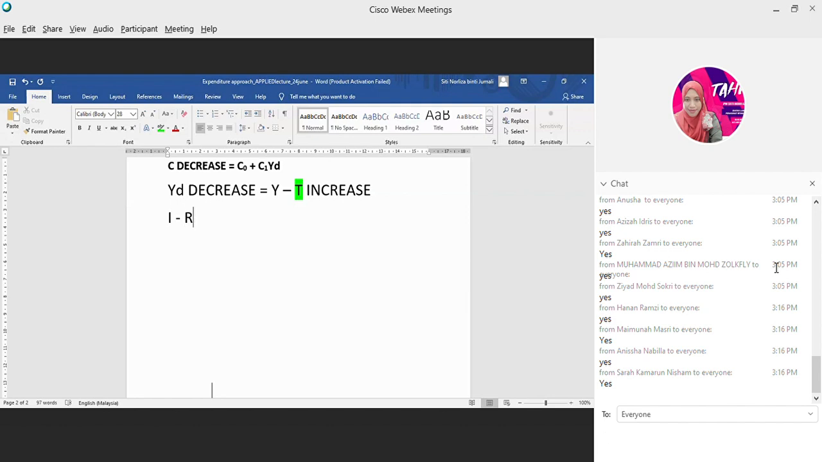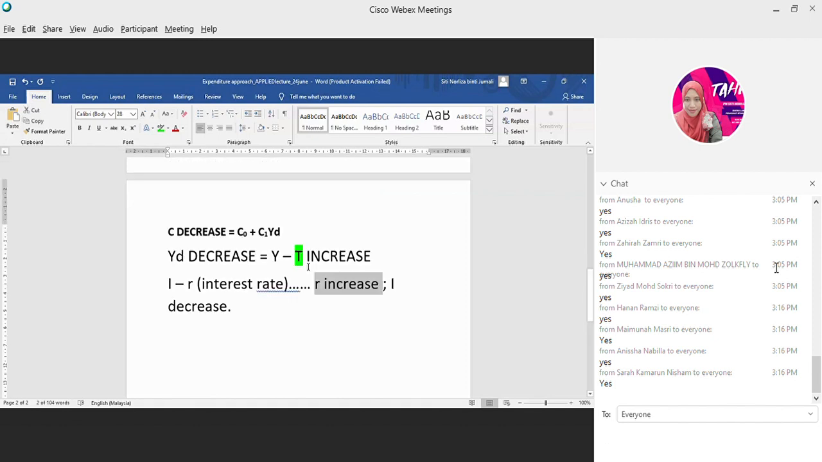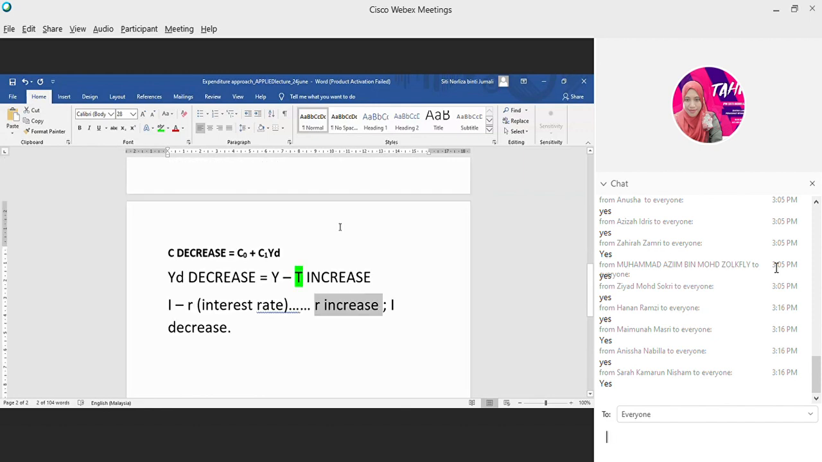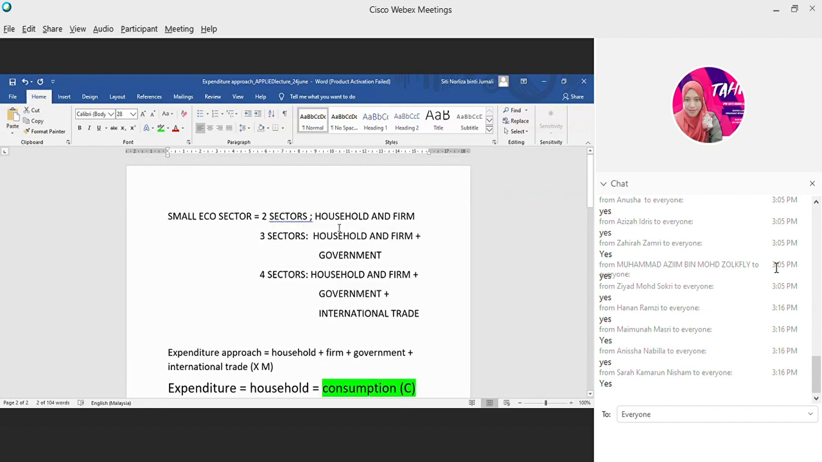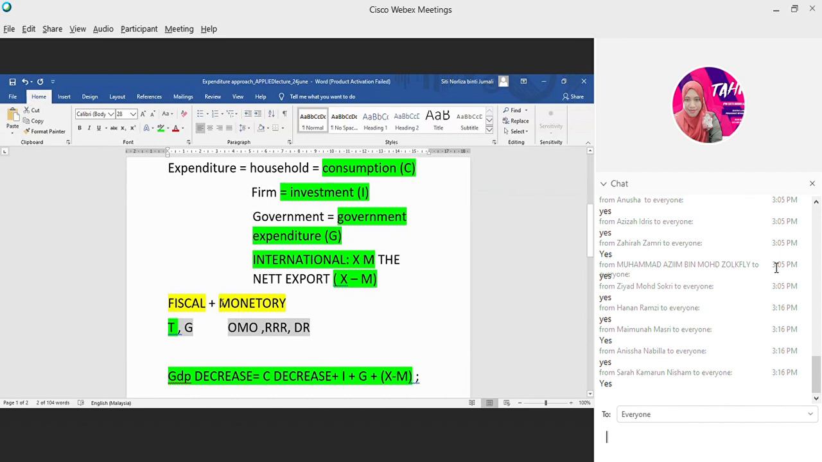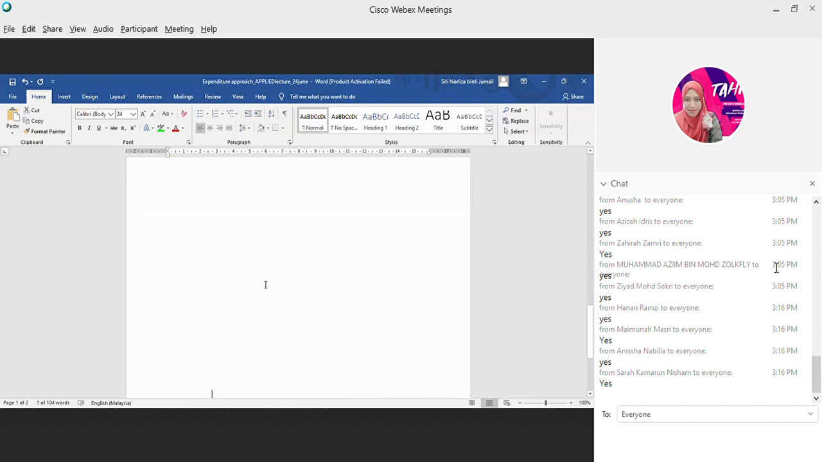R, small r, or interest rate, will affect the I inversely. So what does it mean? It means that when R increases, I decreases. Okay? So what are the determinants of R? We have to know that R is related to monetary policy. Let me explain one by one.